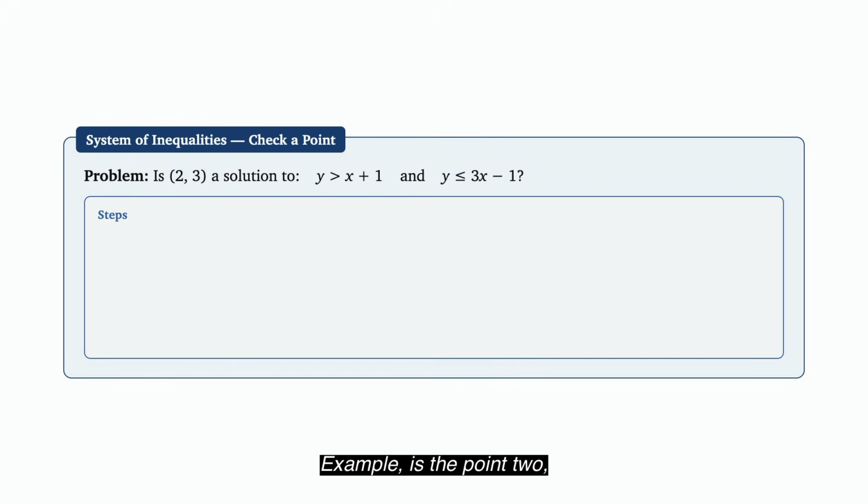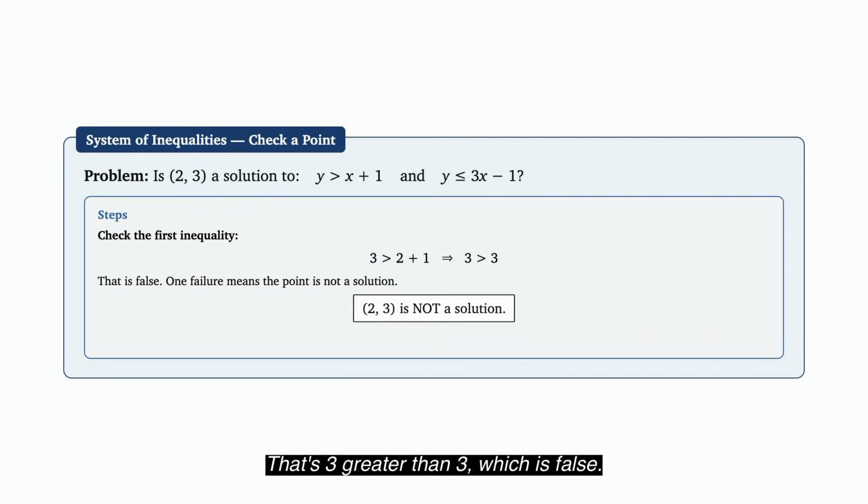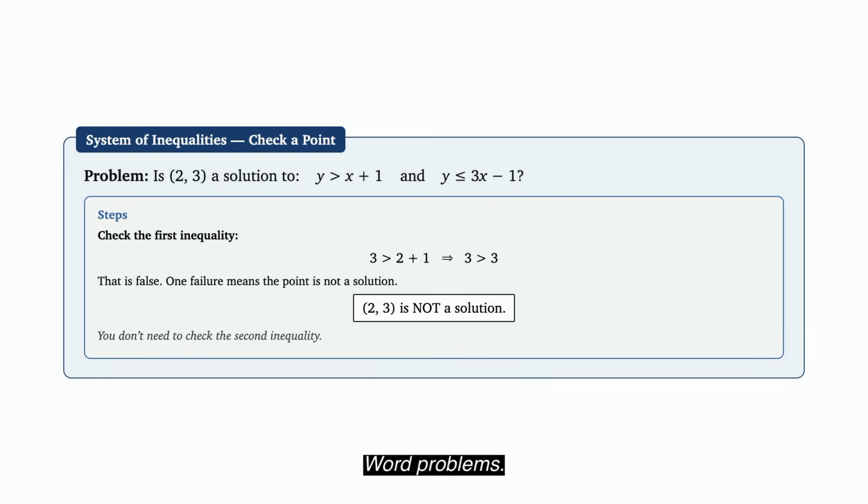Example, is the point (2, 3) a solution to the system? y greater than x plus 1 and y less than or equal to 3x minus 1. Check the first. Is 3 greater than 2 plus 1? That's 3 greater than 3, which is false. One failure means it's not a solution. You don't even need to check the second.